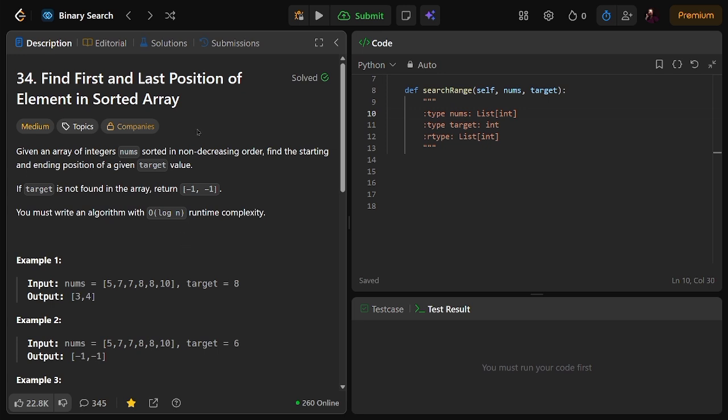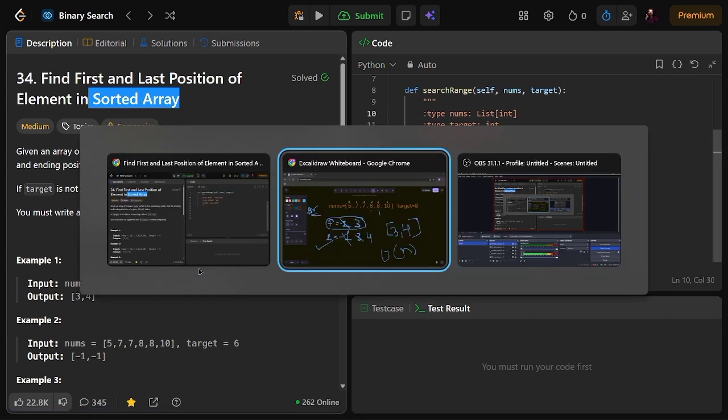Also, this question is about a sorted array, which means we have to search for an element in a sorted array, so we have to apply binary search. It's going to be the first approach, I think, because whenever we hear the words sorted array, or we have to search something inside it, we apply binary search.